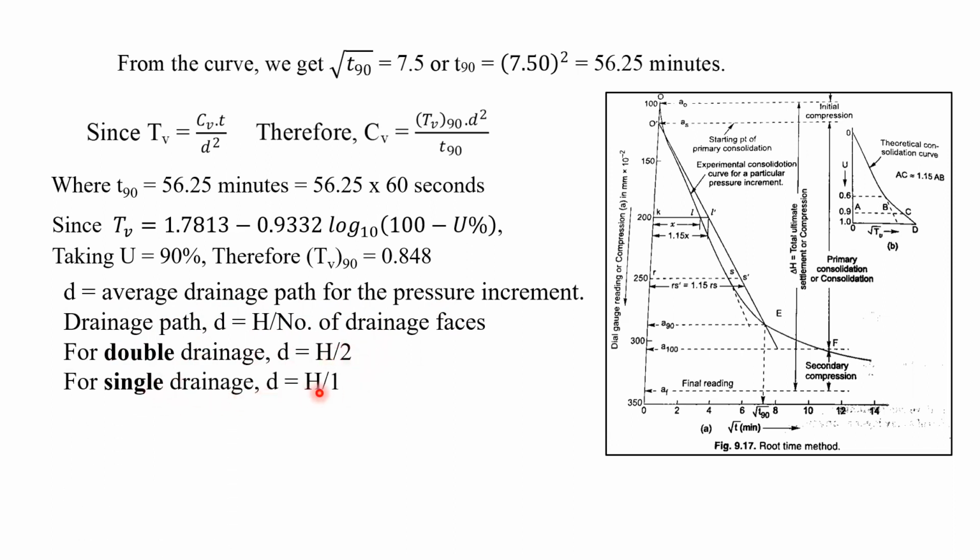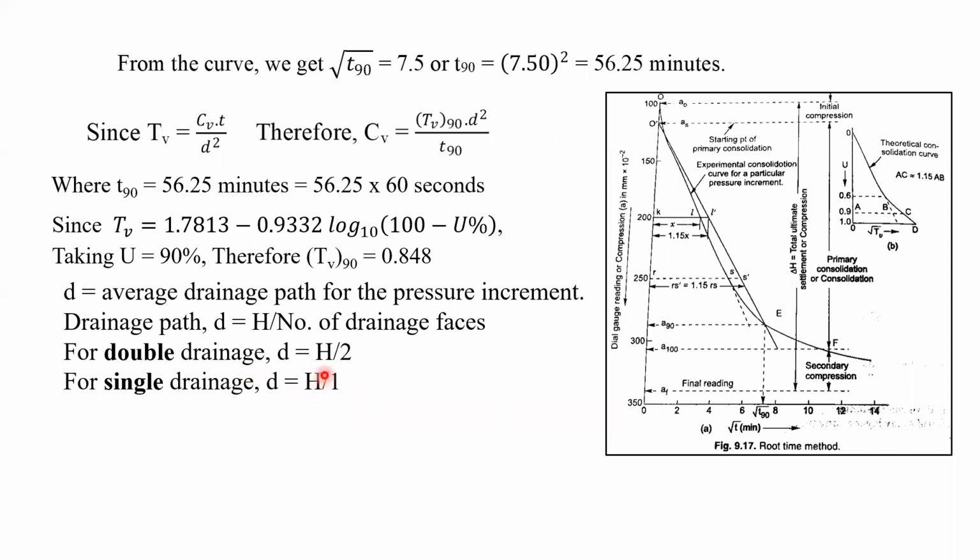For single drainage, suppose below the ground level a sand layer is there, below the sand layer a clay layer is there, and below the clay layer rock is there. If the clay layer is compressed by a certain structure, and the clay layer is fully saturated, and the pressure is applied on the clay layer, in that case the pore water pressure will be released only in the upward direction, not in the downward direction, because the rock will not allow the water to be released downward. It will not be possible. So it will move only in the upward direction.